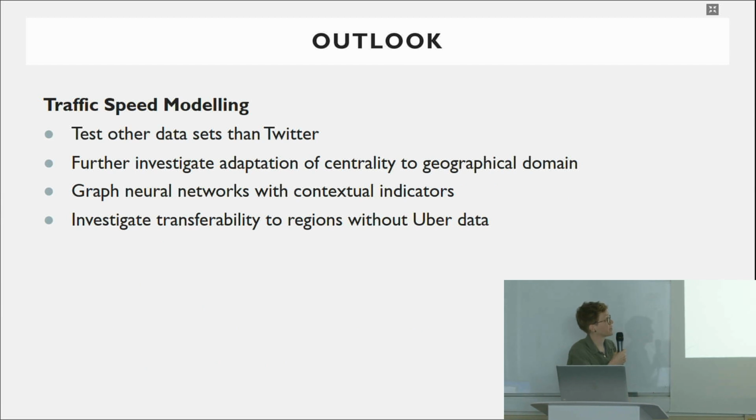So what are we going to do about this? First of all, Twitter has discontinued, or at least very much restricted, the access to the geo information. So we have to look for other data sets, other social media platforms, or mobile phone data. Furthermore, we'll investigate the adaptation of the centrality indicator to the geographical domain. And then graph neural networks, which have come up a lot in the last 2 years for traffic speed modeling, should be investigated. And also the transferability to other regions, so that at some point we can go beyond these 50 cities where we have data at the moment.